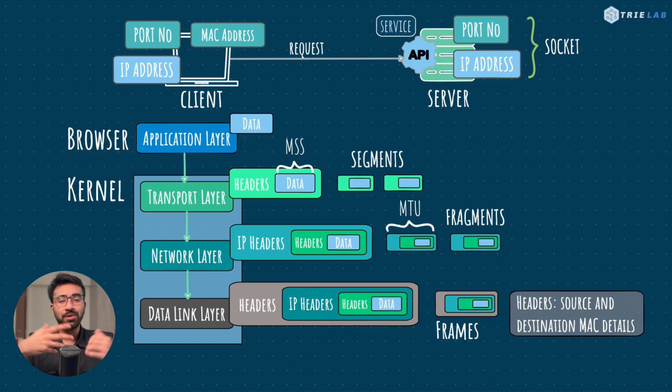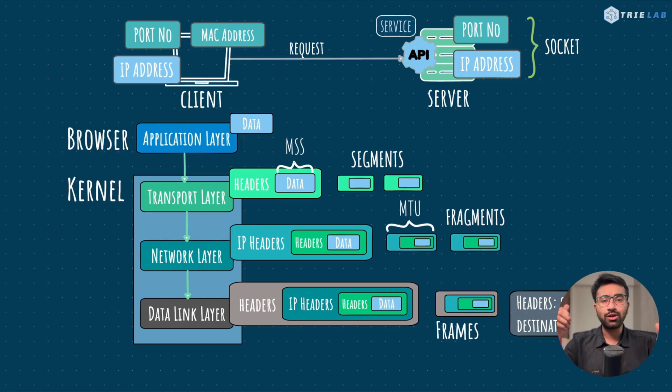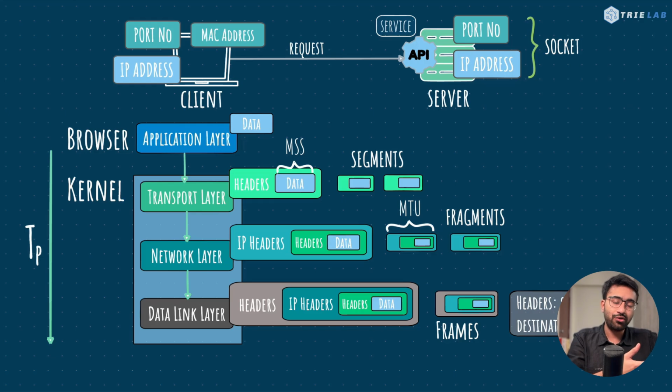Now, before we jump on to understand how the data packets are routed across the internet to reach the server, let's talk about latency. When we talk about latency between the client and the server, we must also take into consideration the processing delay that happens on the client side for forming the data packet, and the processing delay that happens on the server side to unwrap the data packet layer by layer.